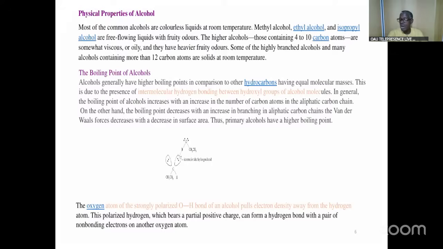Yes, OH is given priority, of course, because we are treating alcohol. So OH is given priority.